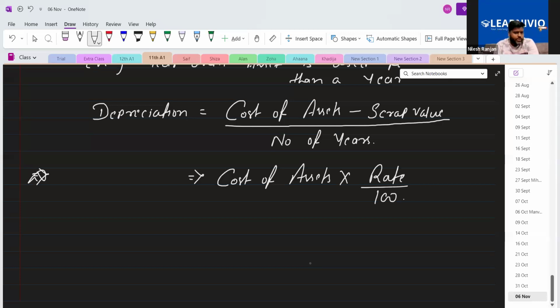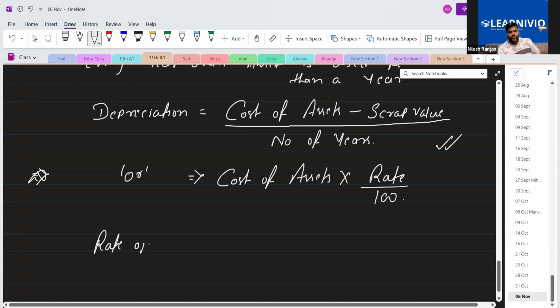So it depends on the question, what information is provided. If cost of asset, scrap value, and number of years are given, then you will apply the first formula. And if the cost of asset and rate of depreciation is given, then you'll apply the second formula. Sometimes they will give you this detail and then ask you about rate of depreciation. So you will calculate the depreciation, and the rate of depreciation formula will change.